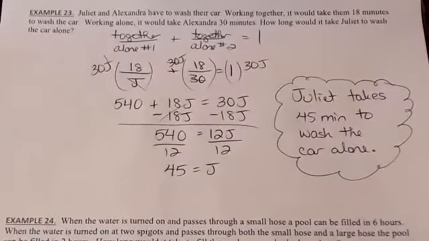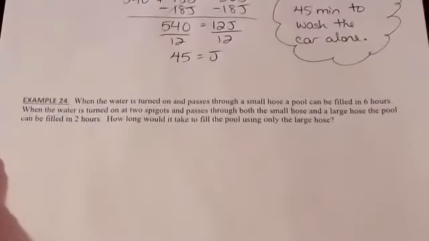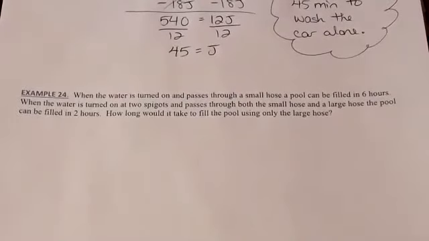If I'm moving too fast, please tell me. When the water is turned on and passes through a small hose, a pool can be filled in 6 hours. That's the small hose. When the water is turned on at 2 spigots and passes through both the small hose and the large hose, the pool can be filled in 2 hours. How long would it take to fill the pool using only the large hose? Okay, I would like you to try this on your own and send me your answers privately in the chat in a few minutes.